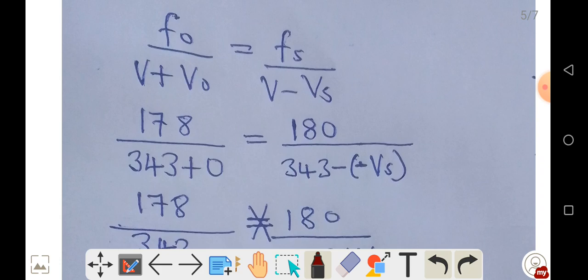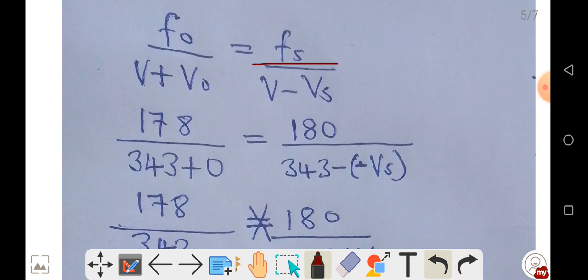Then the speed of sound in air, we are going to assume to be 343 meters per second because they have not specifically stated the speed of sound in air in our question. Like we have mentioned in our previous videos, if they have not given the speed of sound in air in the question, then we have to use 343 meters per second. So this observer is stationary, so the velocity is 0 meters per second.